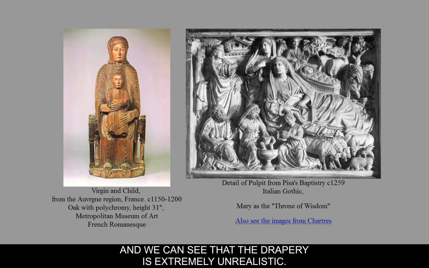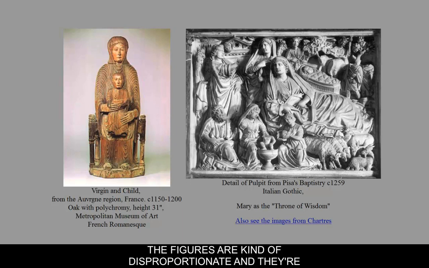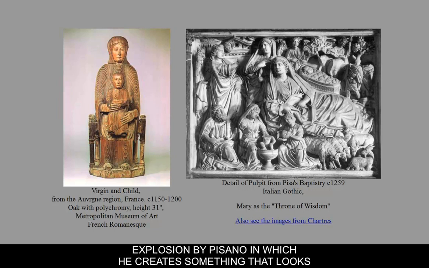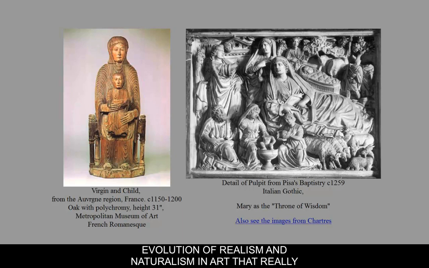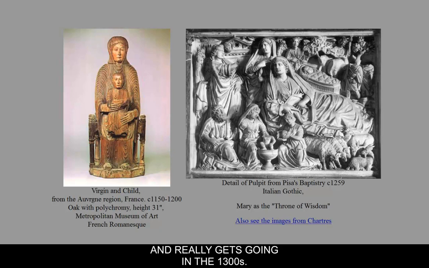And we can see that the drapery is extremely unrealistic. The figures are kind of disproportionate, and they're very stiff and unlifelike. And within a fairly short period of time, about 100 years or so, we actually have this sort of explosion by Pisano in which he creates something that looks almost classic in style. And so again, I want to trace this sort of evolution of realism and naturalism in art that really starts taking off in the last half of the 1200s in Italy and really gets going in the 1300s.